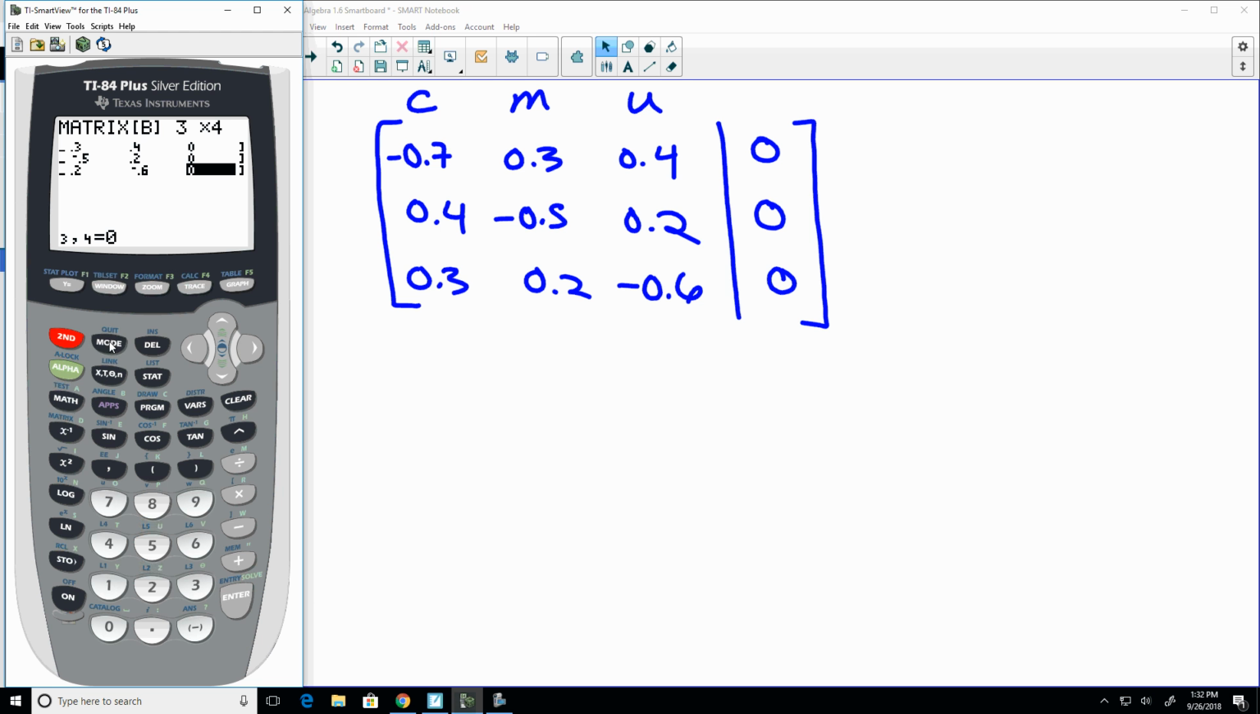Okay, so now the solution C, M, and U will be the same even if you multiply. You get the same answer. Otherwise, we couldn't multiply by a constant. Right? It would change the solutions. All right, this is what we get.